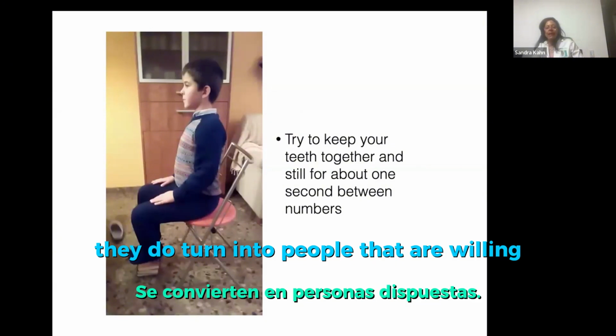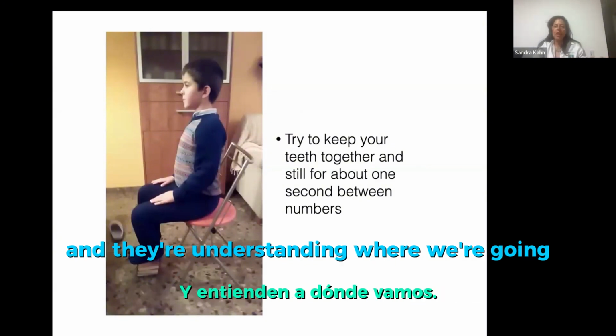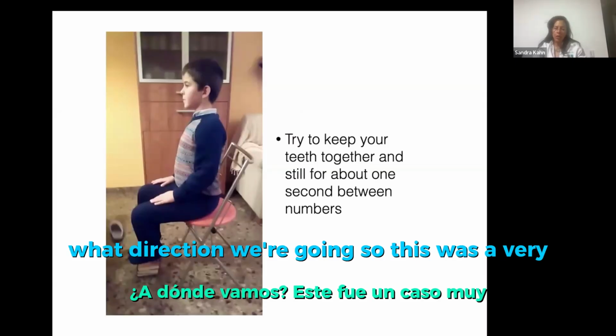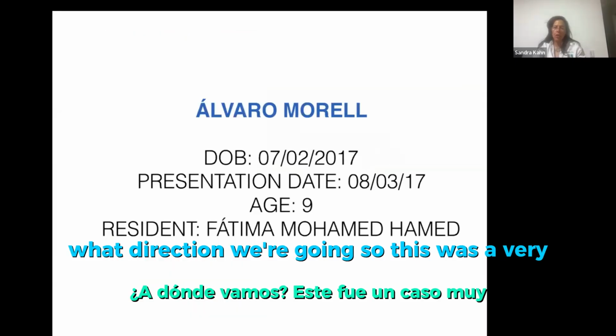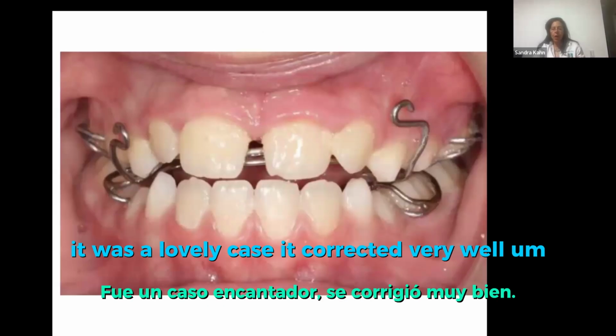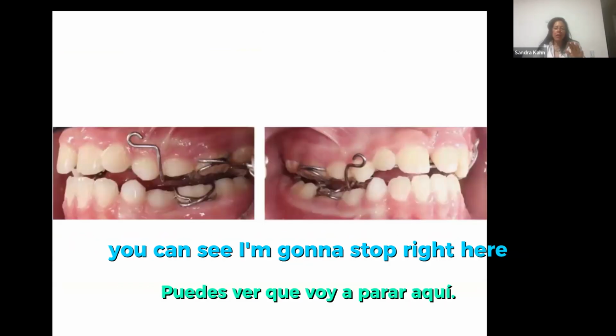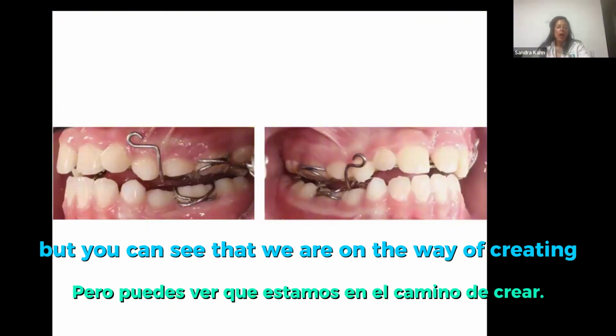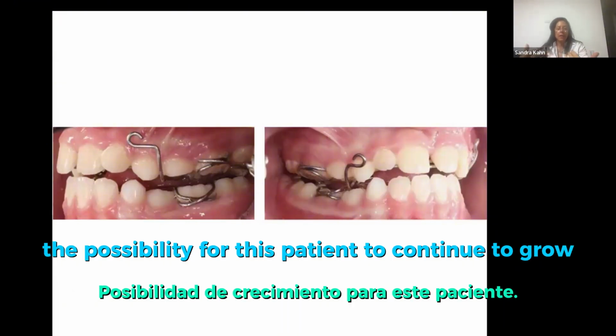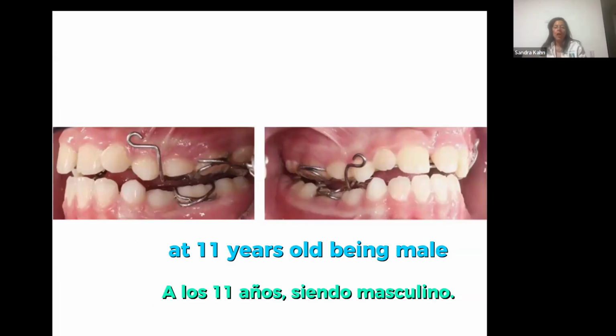Within a few weeks, they do turn into people that are willing, and they understand where we're going, what direction we're going. So this was a lovely case. It corrected very well. It was a more horizontal grower, but you can see, I'm going to stop right here, that we are on the way of creating the possibility for this patient to continue to grow at 11 years old, being male.